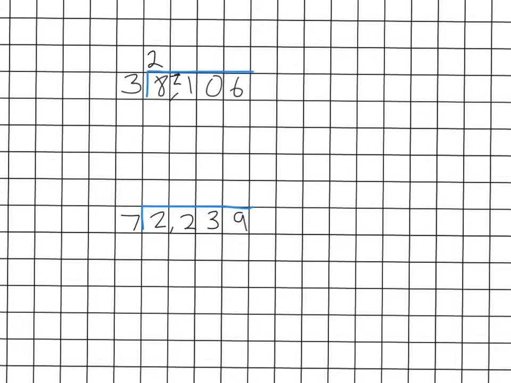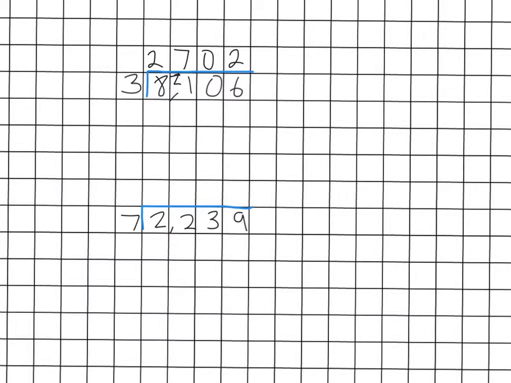Then I think about how many lots of 3 I can get from 21, or the 2,100 that's left over. I can get rid of 7 because I know that 3 times 7 is 21, and I don't actually have to carry anything. I don't need to do anything with 0, so I can put a 0 straight there, and then I know straight away that I can get 2 lots of 3 from 6. So 8,106 divided by 3 is 2,702.